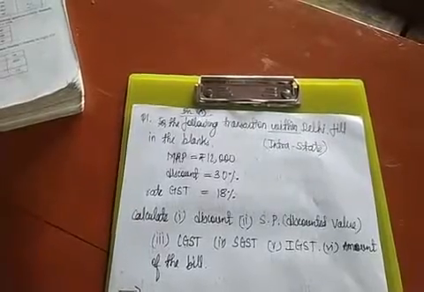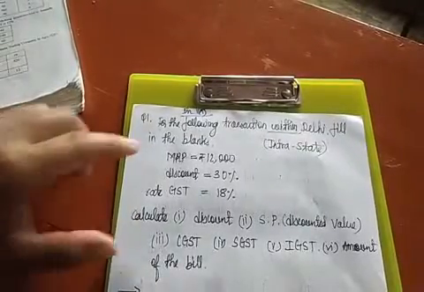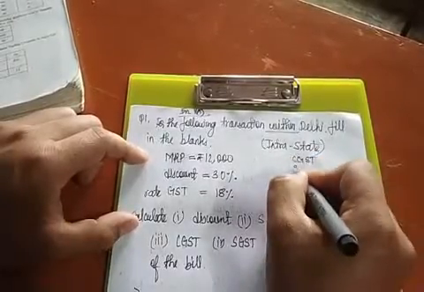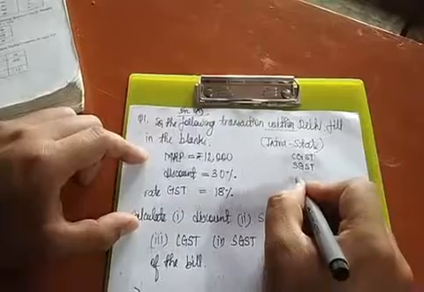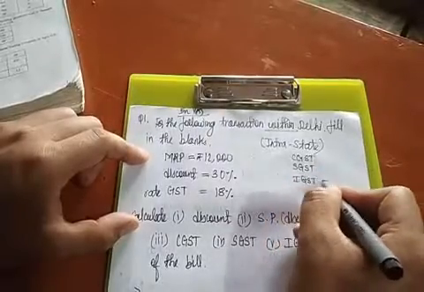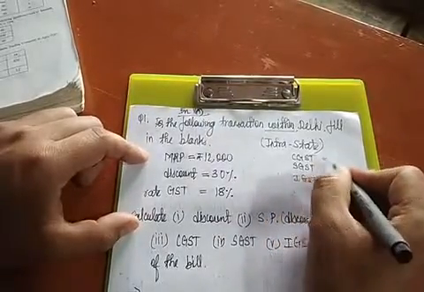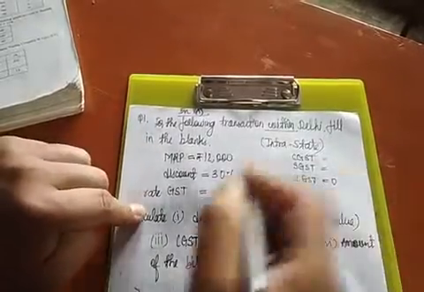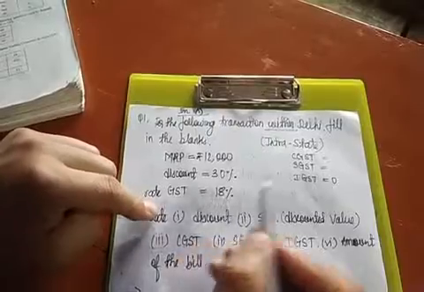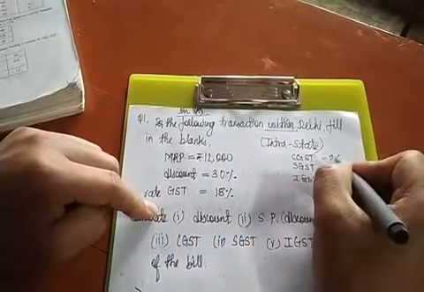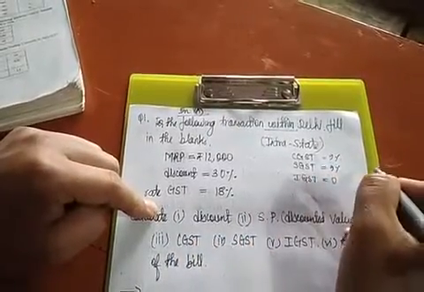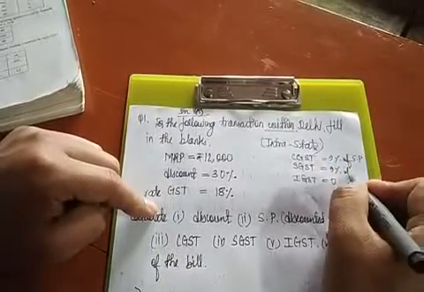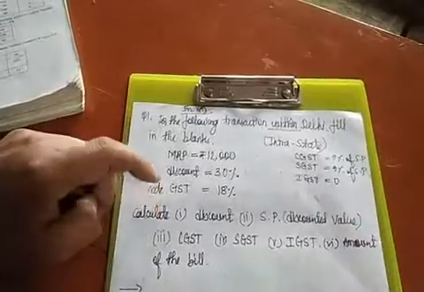Whenever it is intrastate, I'll have to calculate CGST, SGST, and IGST will always be equal to 0. The rate of GST is 18%, and we know that it will be divided equally, so 9% and 9%. 9% of what? 9% of the selling price. Are we clear with this?